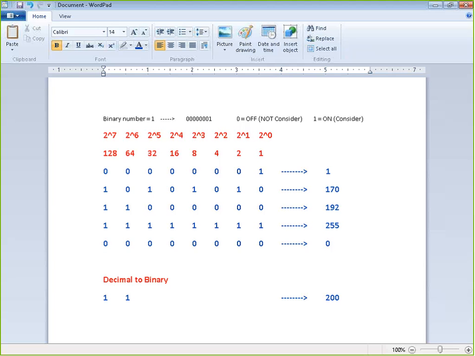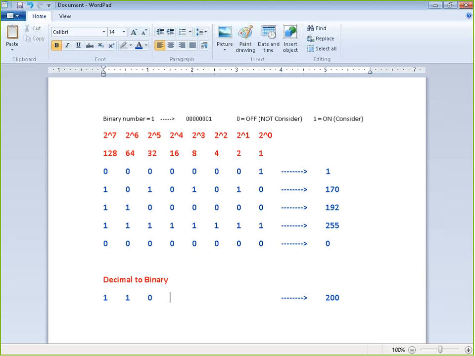Next, 32. Now 192 plus 32 becomes 224, but 224 is greater than 200. So that's why I'm going to put a 0 out here. Remember this, you have to put a value of 1 below all the sections where the sum stays within 200. Out here if I add 32, it is going to be 224, which is greater than 200. That's why I put a 0 in the third column. The fourth column is 16, so 192 plus 16.